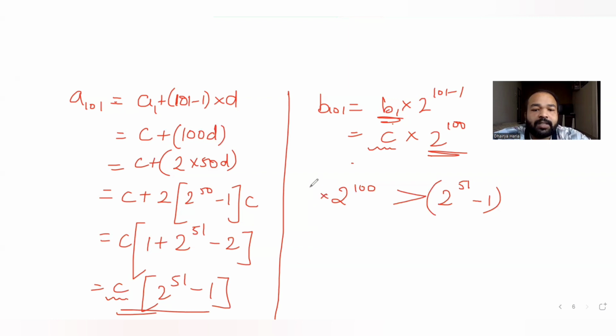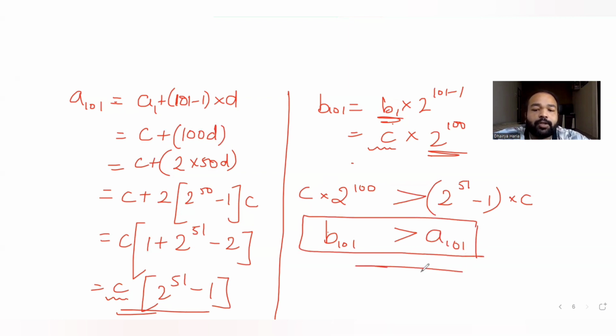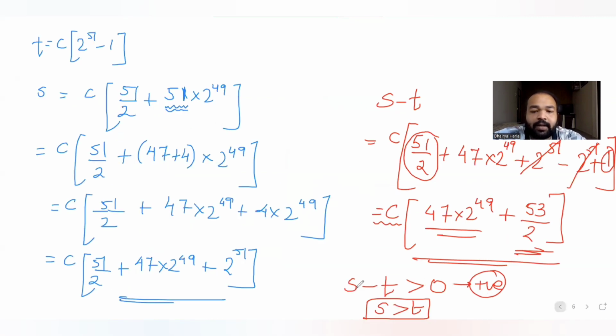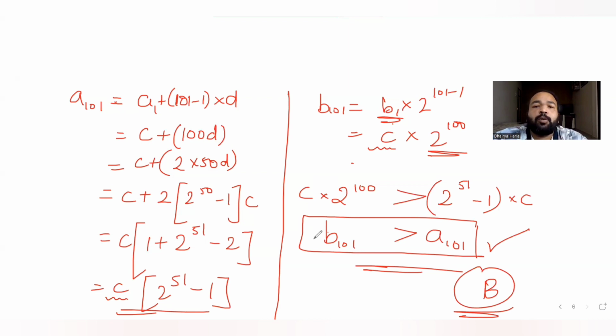So if I multiply C on both sides, what I get here is B of 101. So 101st term of the geometric progression is greater than 101st term of arithmetic progression. This is correct. So if I see the option which matches for both the conditions is B. So I get S is greater than T, and I get the 101st term of geometric progression is greater than 101st term of arithmetic progression. I hope you have understood this method. We'll do the same question by another method also.